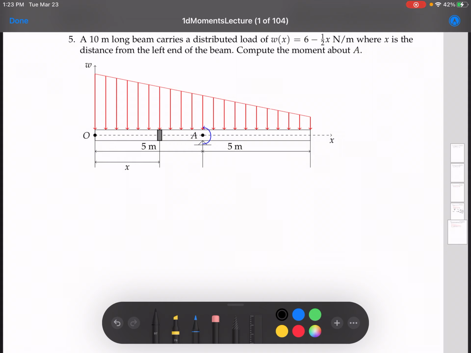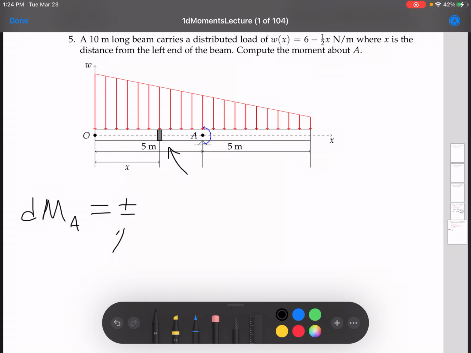We just draw an arbitrary thin slice or thin rectangle. You can see that I've drawn one right here. And we compute dM sub A. Now, remember this is going to be plus or minus times the distance from the slice to the pivot times the force dx.